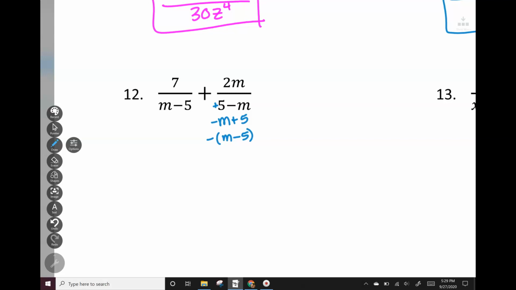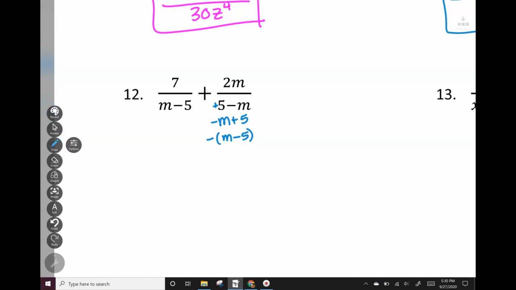That's what that is. Okay, so to get them to match, I could just multiply the first fraction by negative 1 on the top and the bottom, so that they're both negative m minus 5. Or alternately, you could multiply the second fraction by negative 1 on the top and the bottom, so that both of them have m minus 5 as the denominator, and that's what I'm going to do.